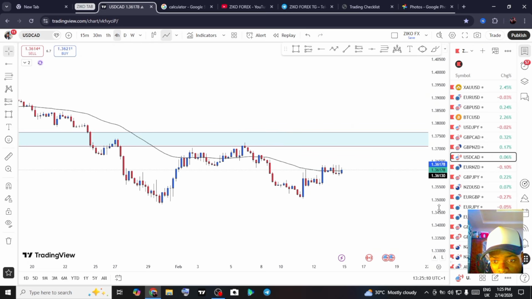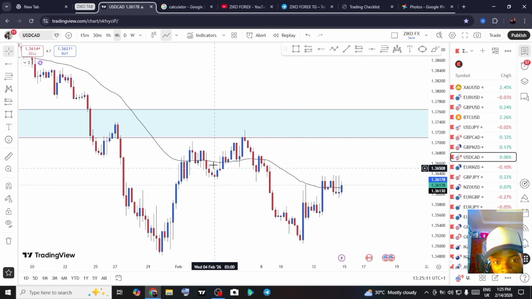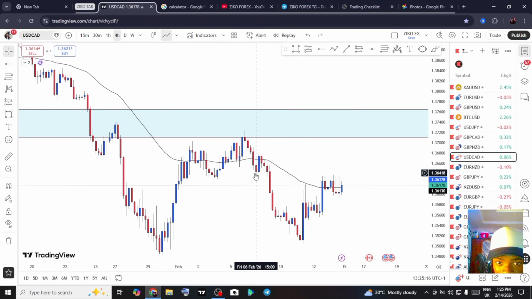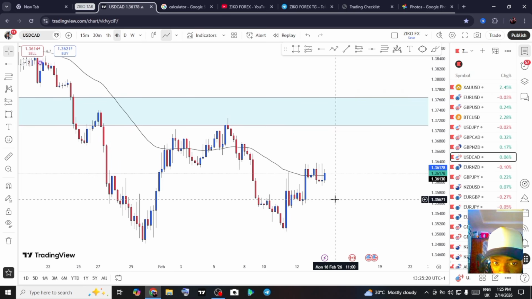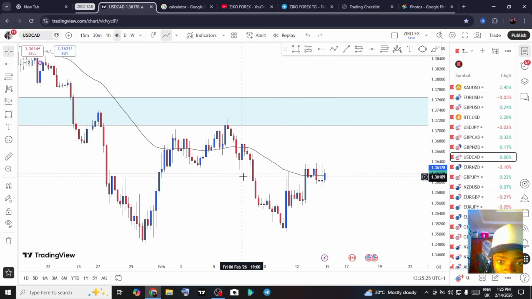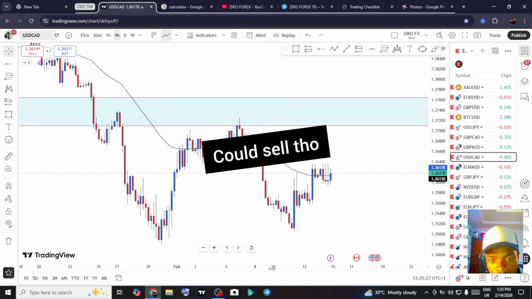Let's see how the 4 hour looks. 4 hour time frame, as you can see, this is where the shift of structure happened. Higher high, higher low, shift of structure, retracements, and reasons to enter to sell. Right, so the market has already played out. USD CAD, the market has already played out. I'm not interested in this market this new week.